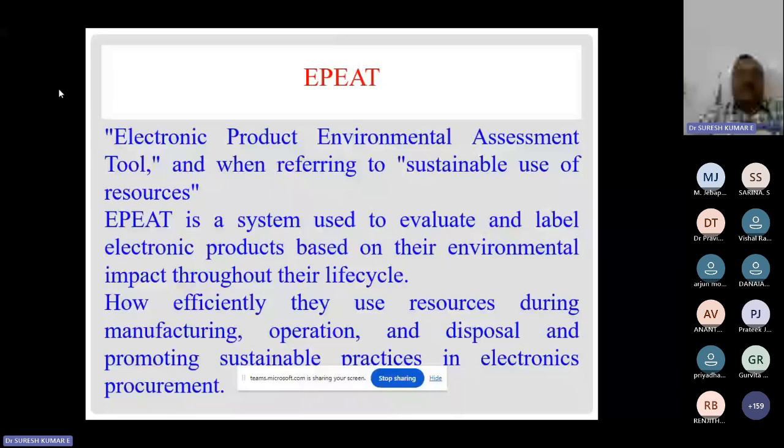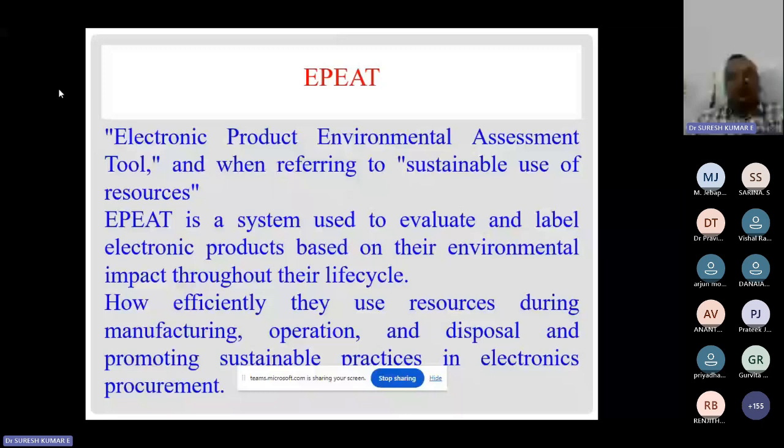This refers to sustainable use of resources. But unfortunately, while we are taking classes for BTech in sustainable engineering, the students are not aware of such things rather than getting a grade. EPEAT is a system used to evaluate and label electronic products. Assume that we are manufacturing some electronic products; if we want to export to European countries, they will ask whether you have the EPEAT standard protocol.